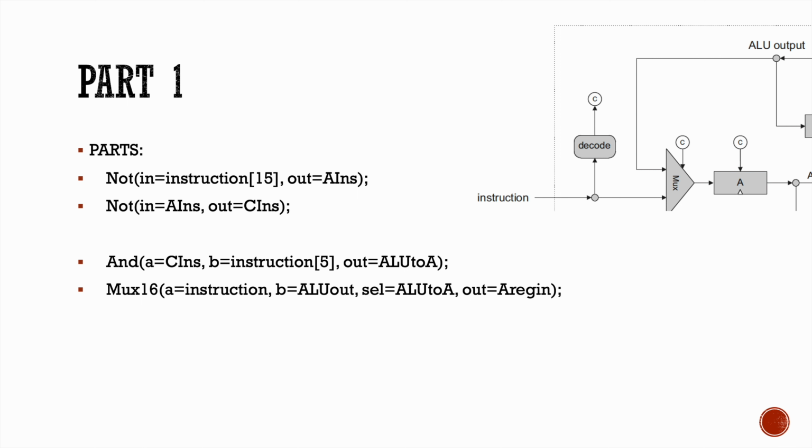Firstly, there are two types of instruction coming to the CPU from the instruction memory. These instructions are the A instruction and the C instruction.